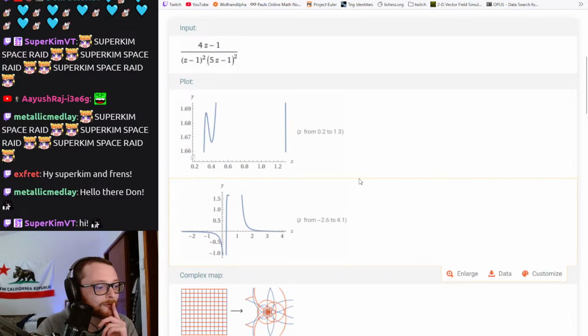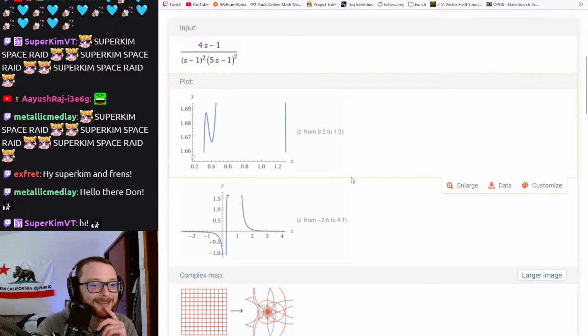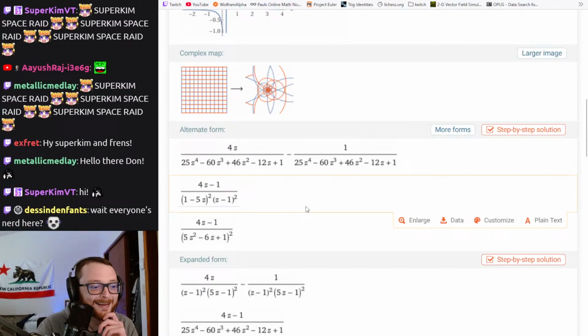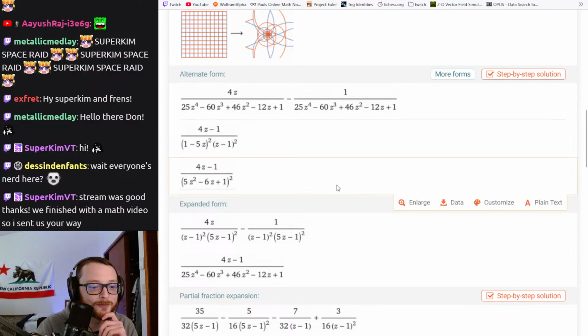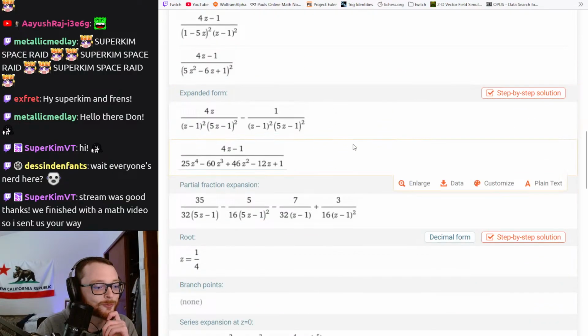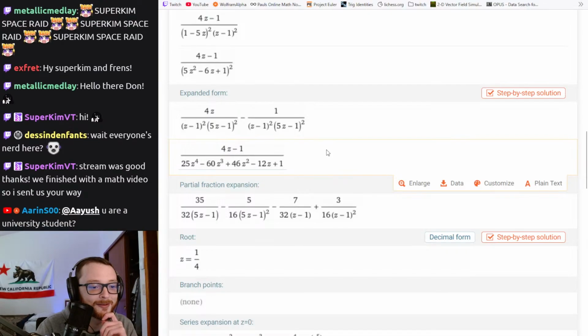Ed Sheeran with a buzz cut. Yep, that's me. I mean, I imagine if you're here, you're probably a nerd. Finish with a math video. Ooh, what kind of math?